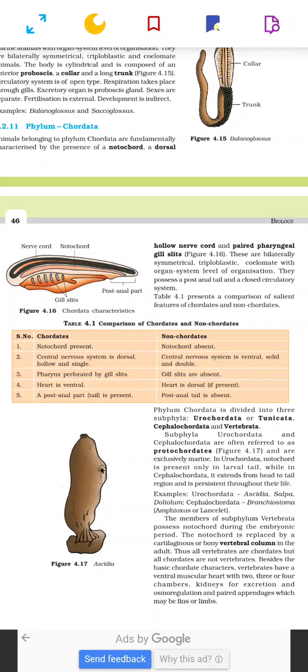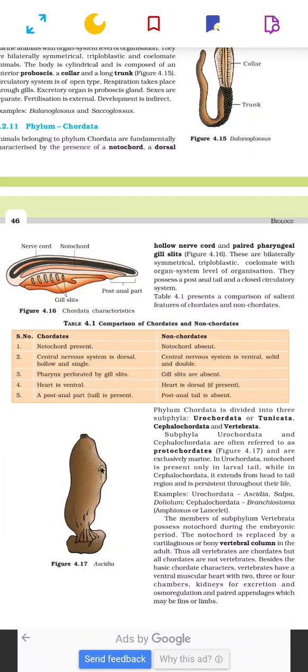Subphyla Urochordata and Cephalochordata are often referred to as protochordates and are exclusively marine. In Urochordates, the notochord is present only in the larval tail, while in Cephalochordates it extends from the head to the tail region and is persistent throughout their life. Examples of urochordates are Ascidia, Salpa and Doliolum. Cephalochordate examples are Branchiostoma, that is Amphioxus or lancelet. In figure 4.17, Ascidia, an example of urochordata, is shown.